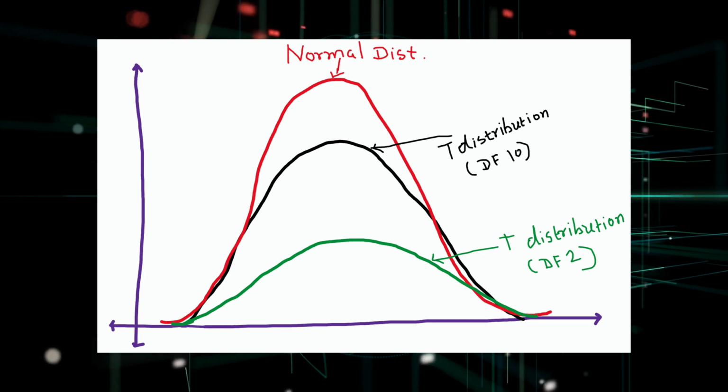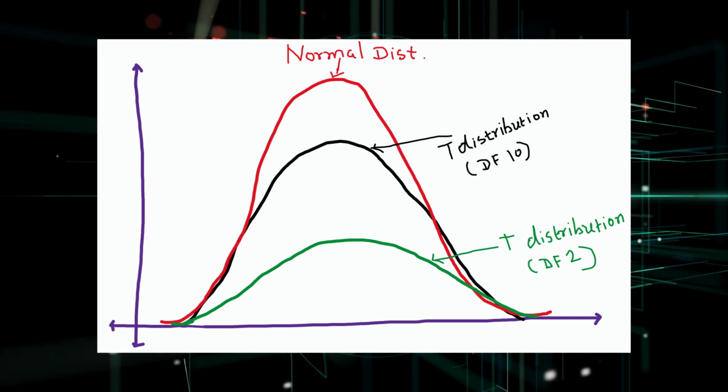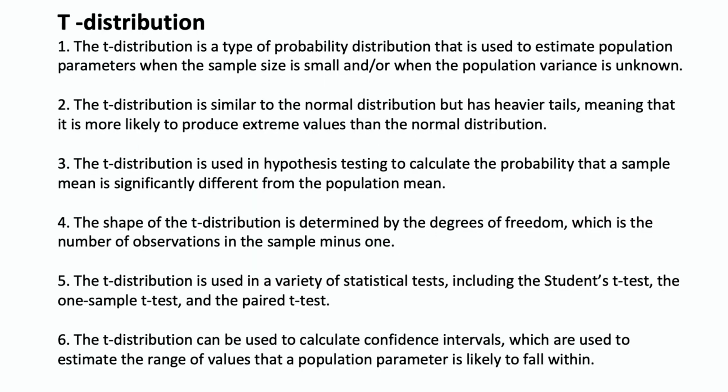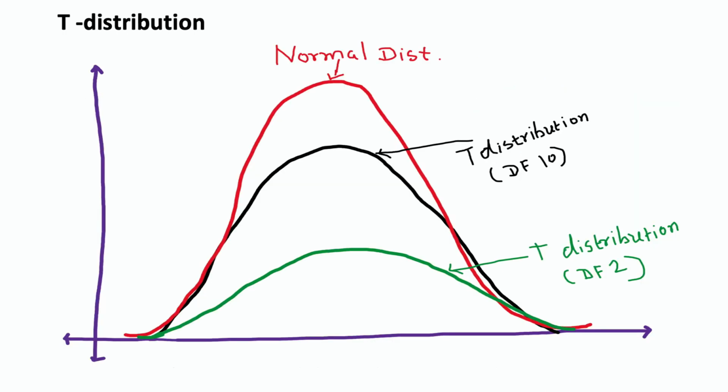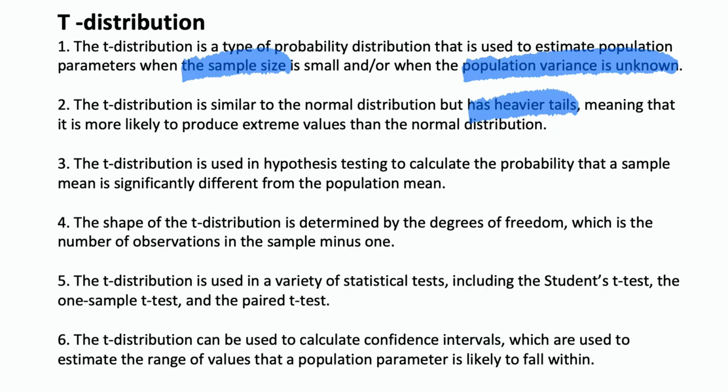Student t-distribution. The t-distribution is a type of probability distribution that is used to estimate population parameters when the sample size is small and/or when the population variance is unknown. The t-distribution is similar to the normal distribution but has heavier tails, meaning that it is more likely to produce extreme values than the normal distribution.